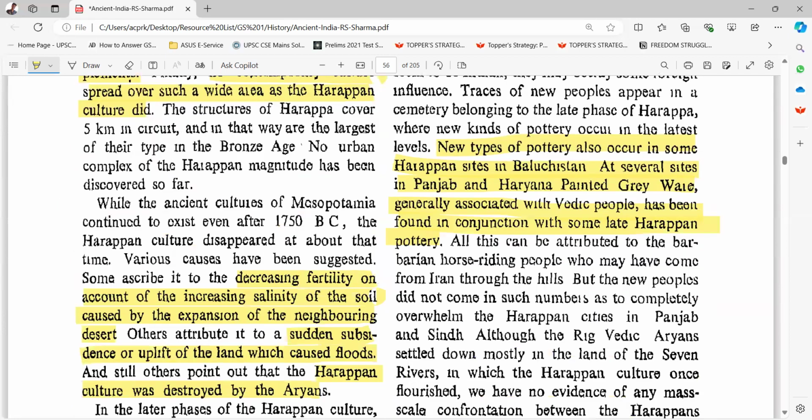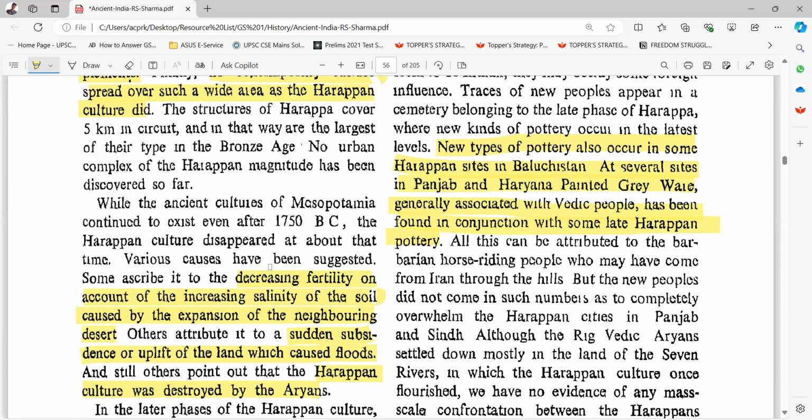The structures of Harappa cover 5 kilometers in circuit, and in that way are the largest of their type in the Bronze Age. No urban complex of the Harappan magnitude has been discovered so far. While the ancient cultures of Mesopotamia continue to exist, after 1750 BC the Harappan culture disappeared at about that time.